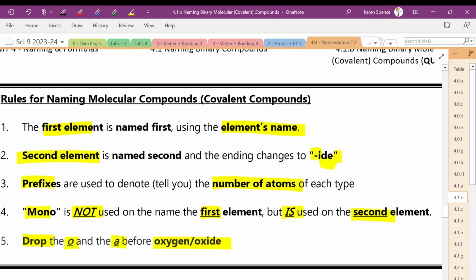Is that Unit 3 or Unit 2 on Monday? Unit 3 on Monday. So that's all about molecules and bonding. Particles, matter, bonding.